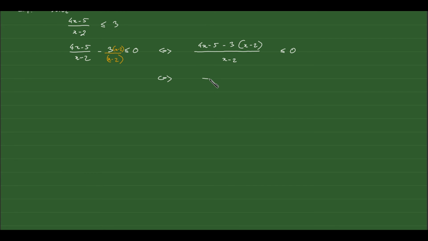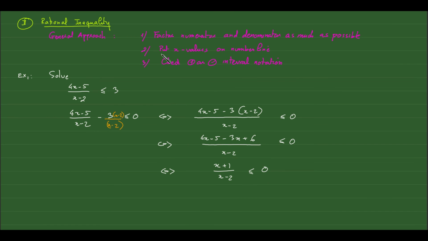Then I go ahead and combine like terms. 4x minus 5 minus 3x plus 6 gives you x plus 1 over x minus 2, less than or equal to 0. Now let's check the numerator and denominator. You see that there's no way we can factor them, so it looks like in the first step we don't have to do anything.